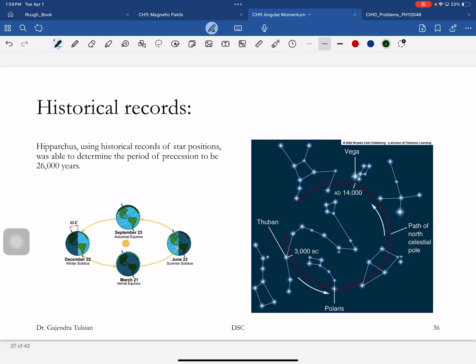The Iraqi people were very good astronomers, so they had awesome records. There's the North Star today. As the Earth precesses, the North Star is changing. That's the North Star today. That was the North Star 5,000 years ago. The Earth precesses once in 26,000 years.